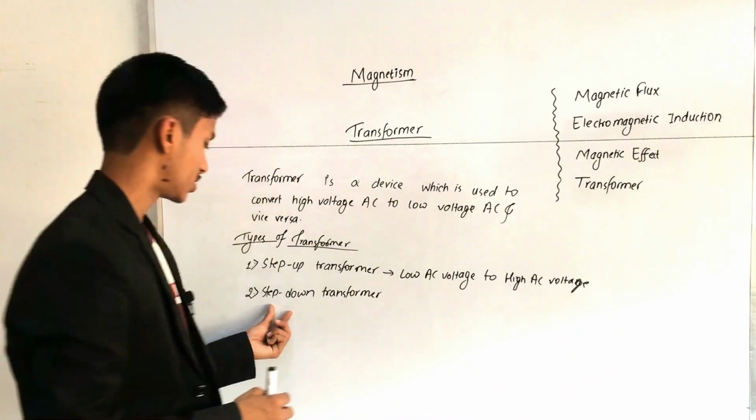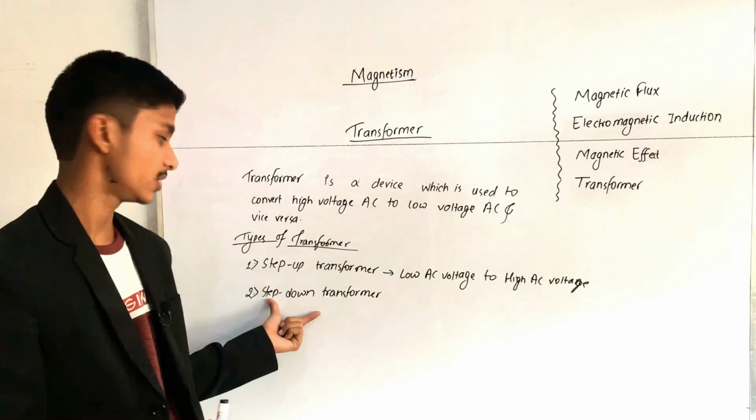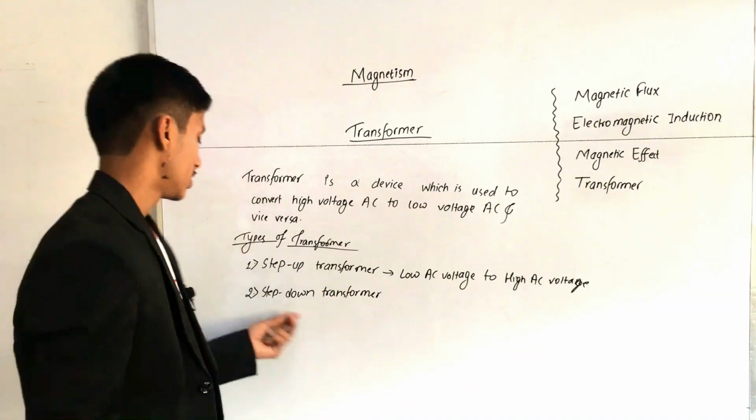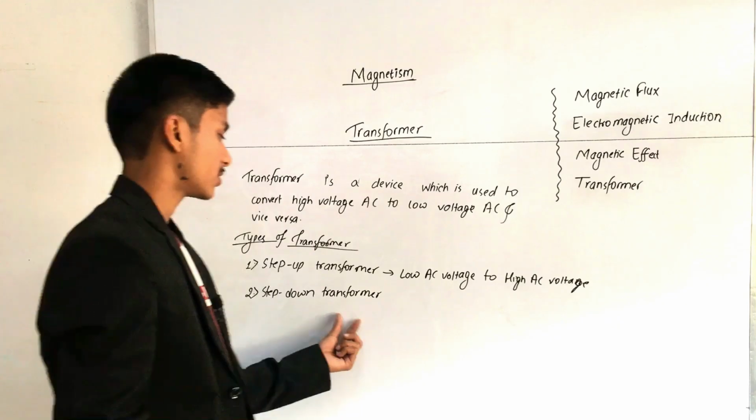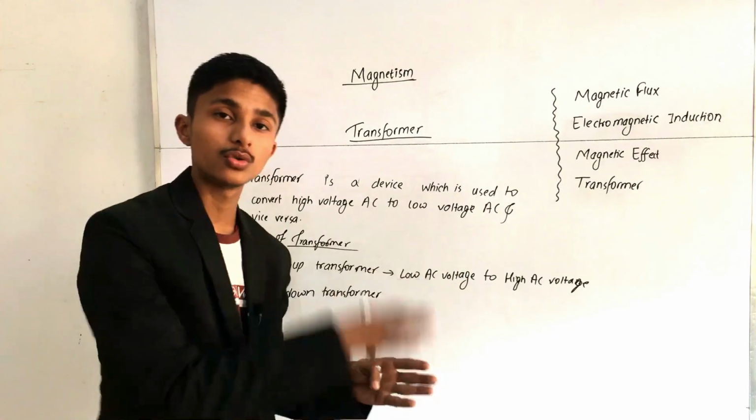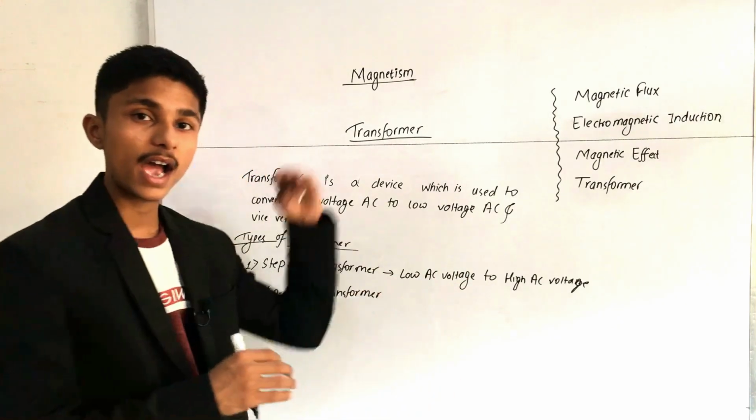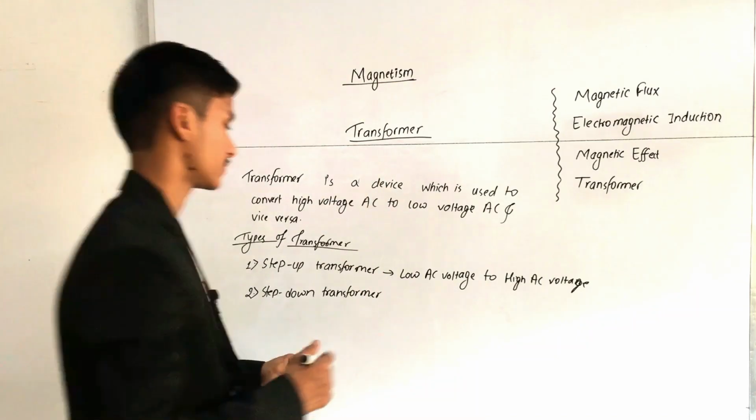I don't think I need to tell you this one, okay, because it is just the inverse. A step down transformer is the type of transformer which converts high AC voltage to low AC voltage.